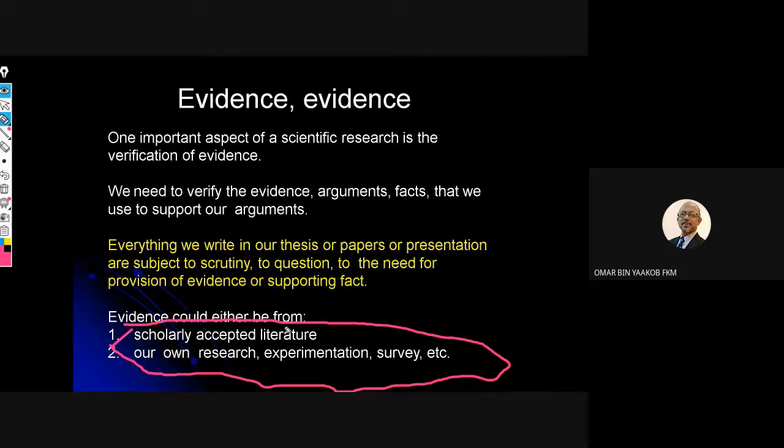Your evidence could either be scholarly accepted literature, which we are going to deal with many times in future classes, or our own research, experimentation, survey, and so on. In scientific research, we cannot conclude or say anything without evidence. If we do not have evidence, we cannot choose.